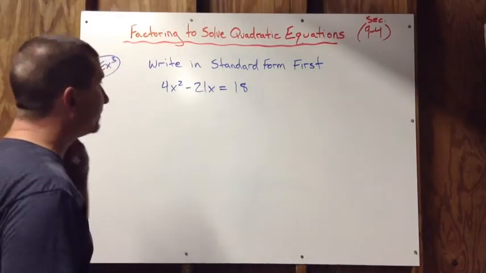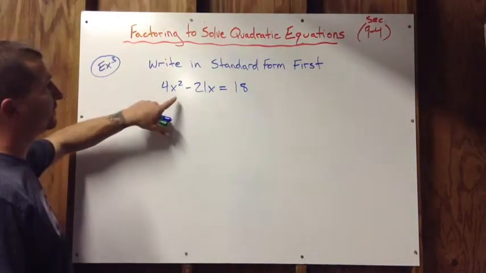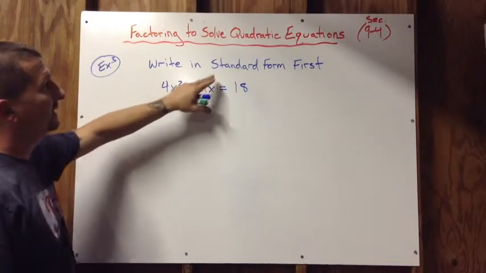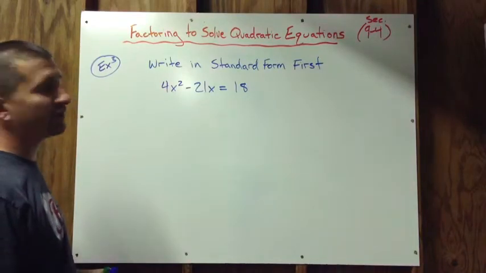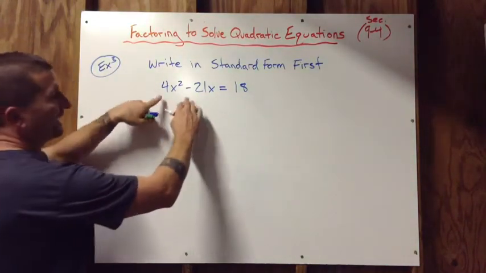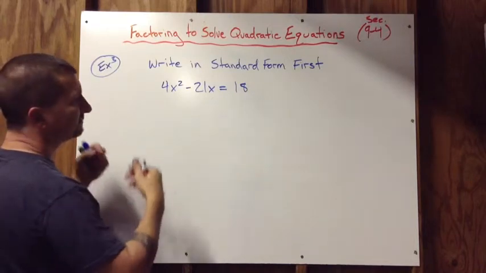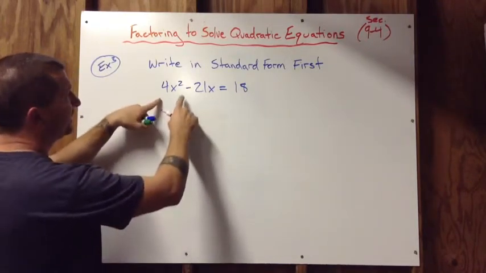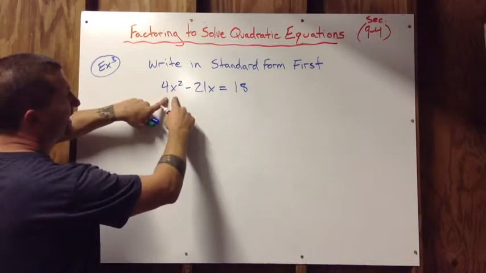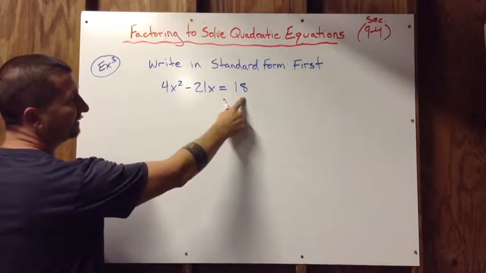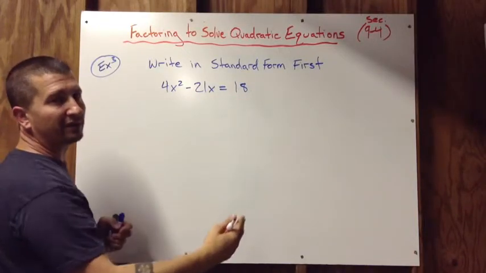Our third example, we're going to find the solutions of this quadratic equation. We need to write this in standard form first. There are a few steps to this problem, so if I was you, I would write it down and take some time to make sure you understand every step that we're doing here. Okay, if you notice this one, we have 4x squared minus 21x equals 18. The other ones have equaled 0.